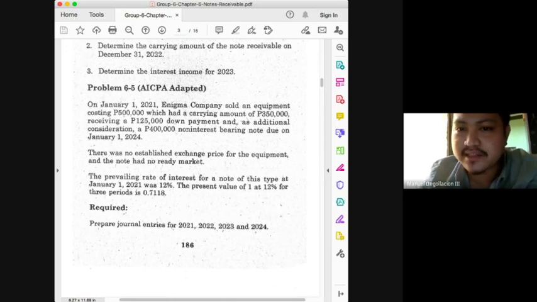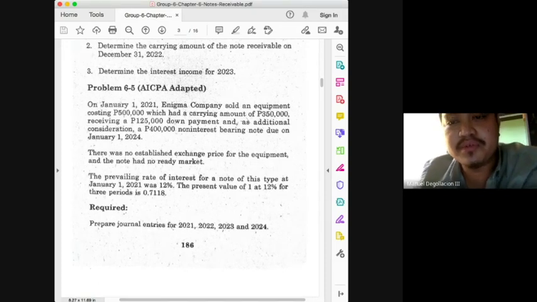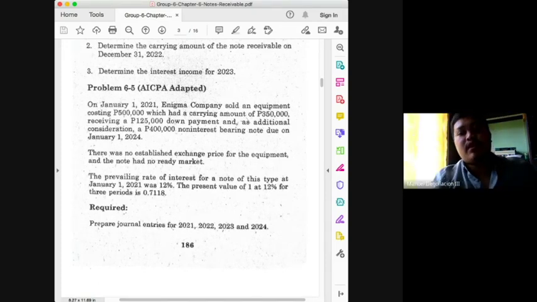Okay. And what else is happening in this sales transaction? We receive a down payment of 125,000. Since we receive cash, we'll have to debit cash in the amount of 125,000. And since we will also receive a promissory note for the balance of 400,000, we'll also have to debit notes receivable in the amount of 400,000.